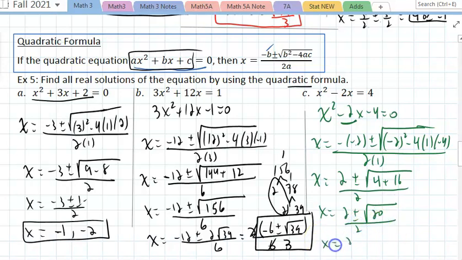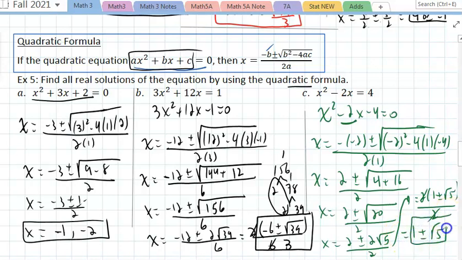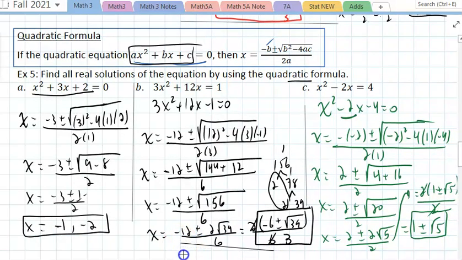And we know the square root of 20 is 4 times 5, so 2 clears the radical. And again, I could factor a 2 out. And my answer will be 1 plus or minus radical 5. So it's a lot of work. I think completing the square is a lot faster and more efficient. But, you know, what do I know? That's my preference.